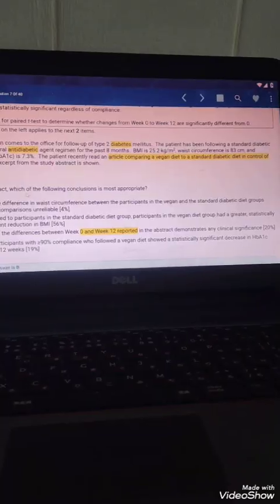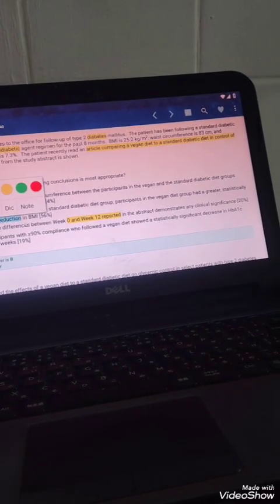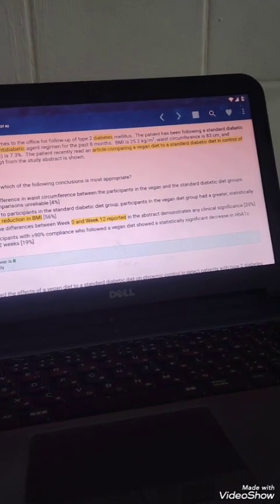They are asking us for the statistically derived results, and they are asking us about statistical things like comparison of the BMI. Is there a significant difference? Yes, there is a significant difference with the vegan diet as compared to the standard diabetic diet. So we have to choose this answer.